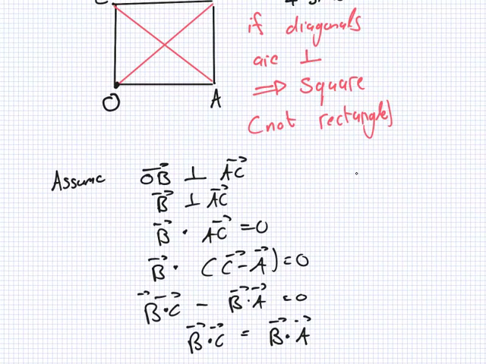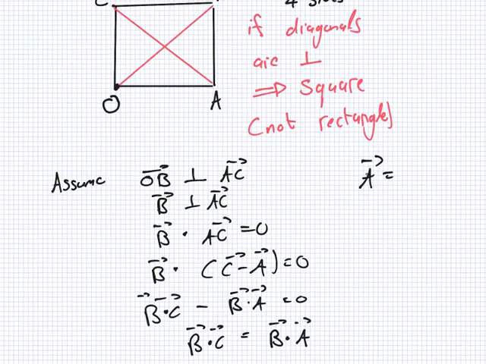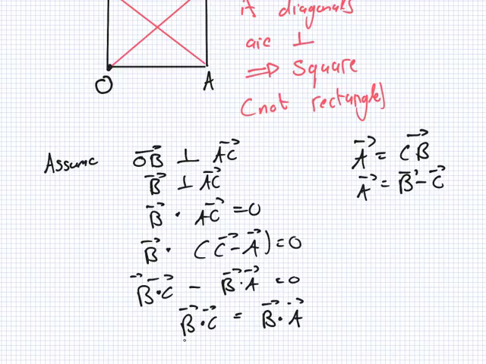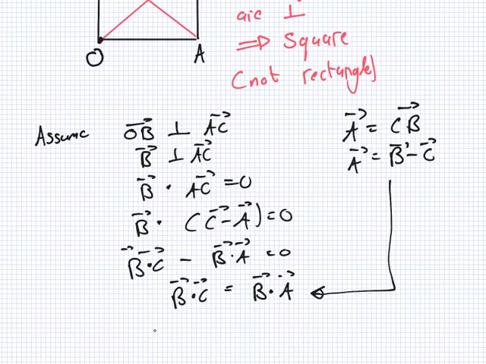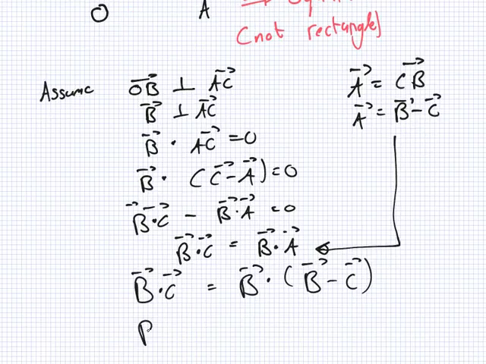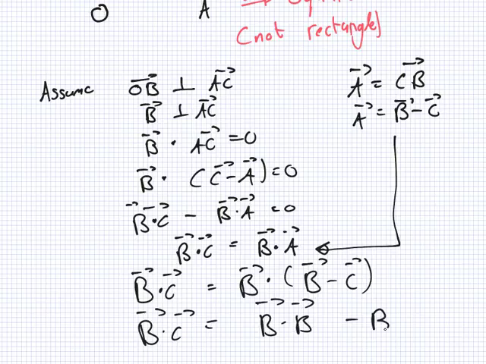Now we'll have to change some of the vectors. So we can say that A is equal to CB, can't we? That means A is equal to B minus C. I don't like that I have three vectors here. It makes it difficult to make any sort of statement. But I like that I can do this. Let's see what happens. So then we get B dot C equals B dot B minus B dot C.